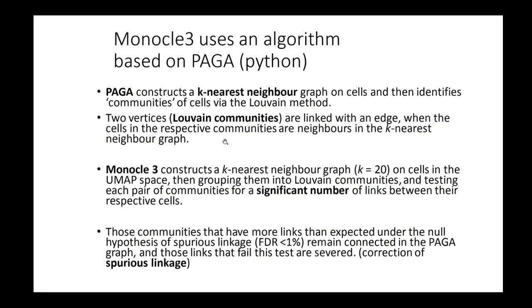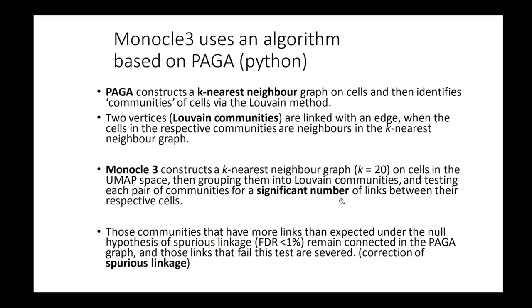Here it's not working on principal curves, so at the end you really have a straight graph on your clustering, and this is how PAGA works. Monocle 3 found this idea quite interesting but wanted to work on the cell level, so they first create the k-nearest neighbor graph on the cell level in the UMAP space. Then they group the cells together in Louvain communities. And then they test each pair of communities for a significant number of links between their respective cells.